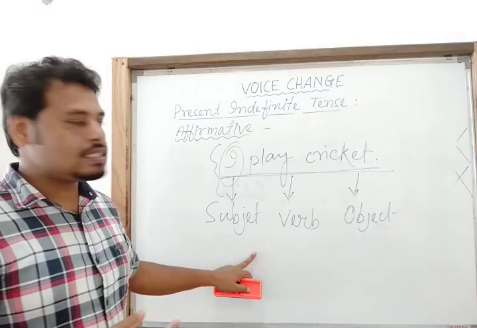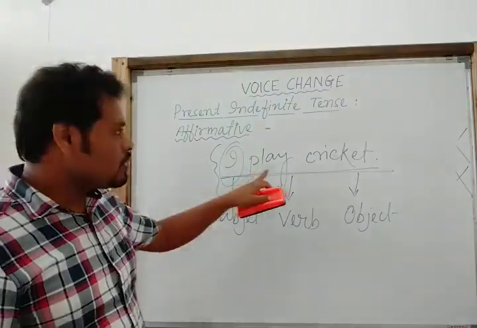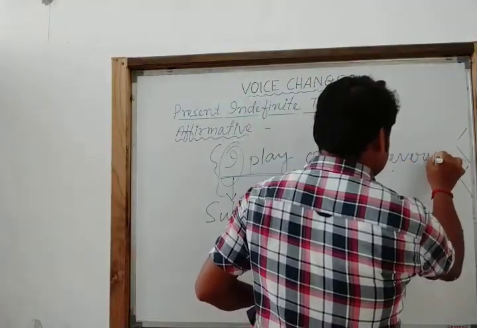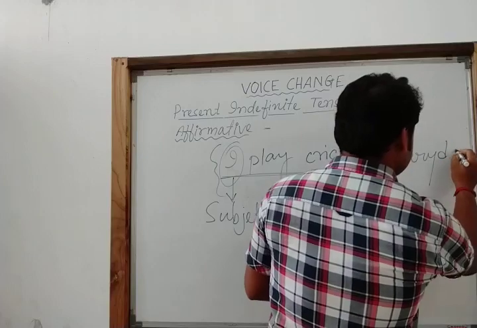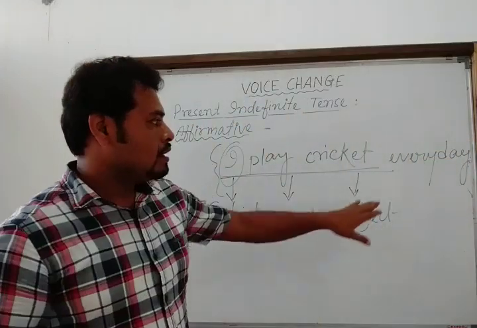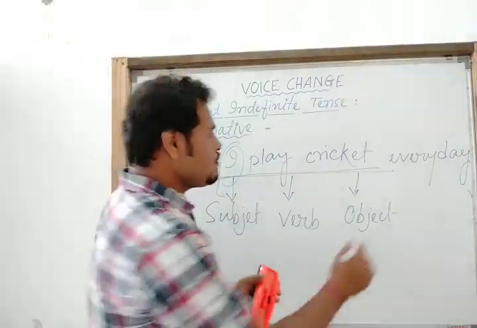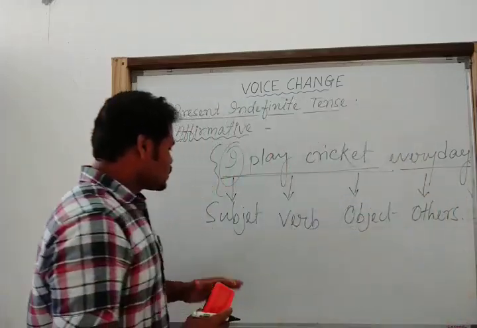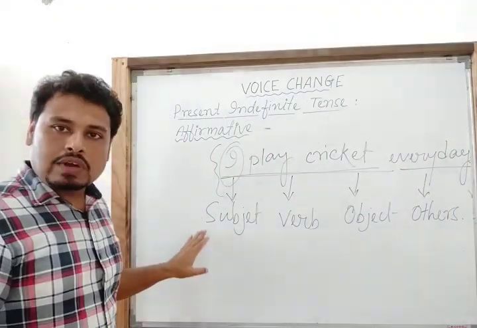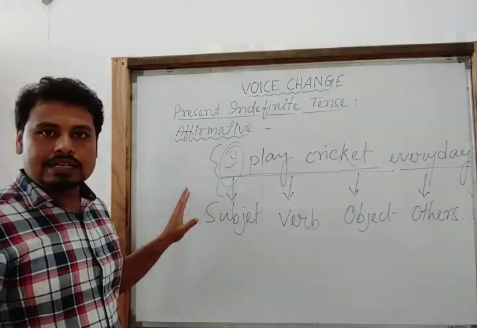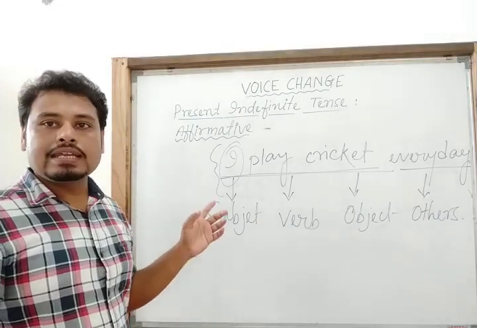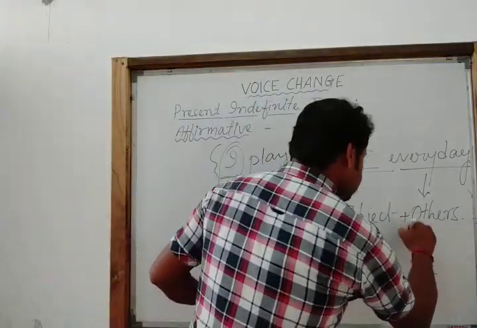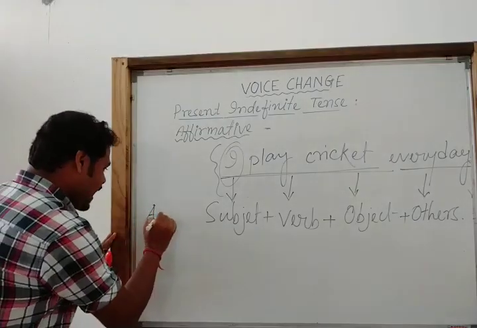Now in some sentences other parts are there. If I rewrite this sentence like I play cricket every day, now this one I have added. So this every day we can term as others. So this is basically the structure of any sentence in present indefinite tense affirmative: subject plus verb plus object plus others. This is the active structure.